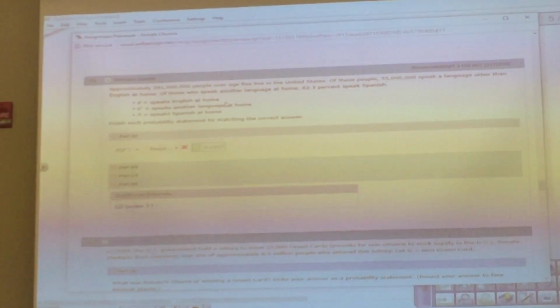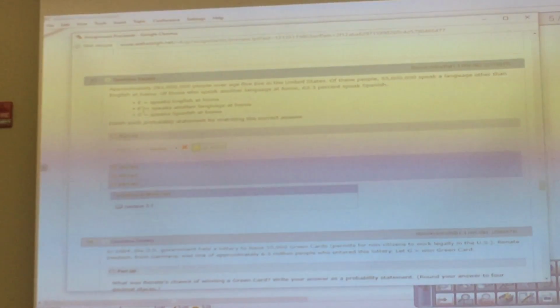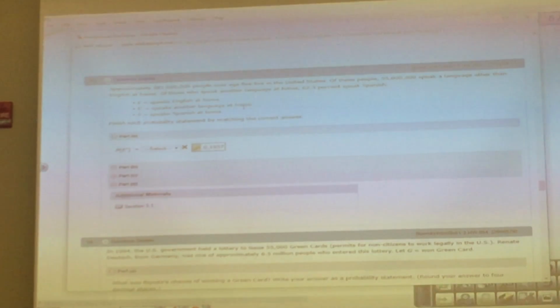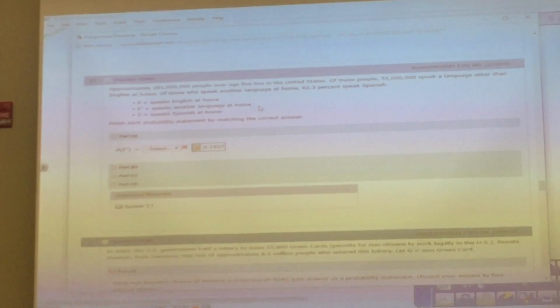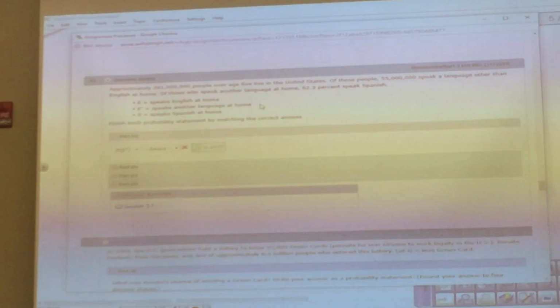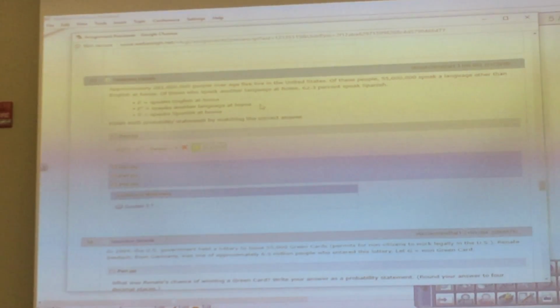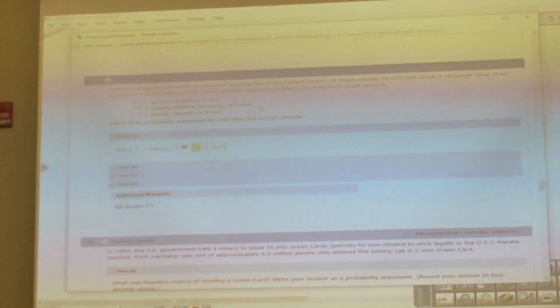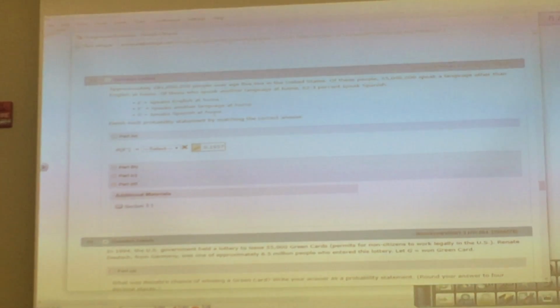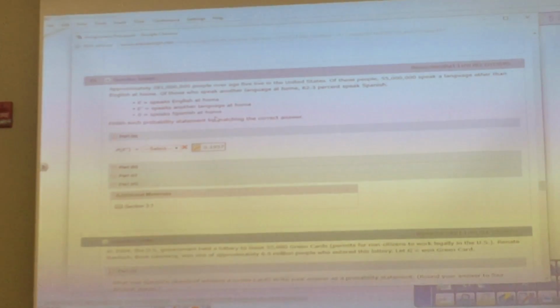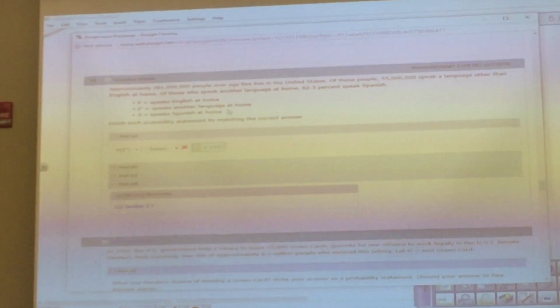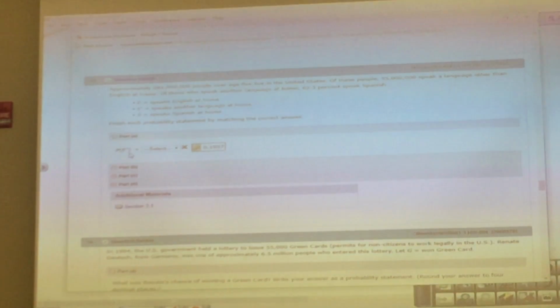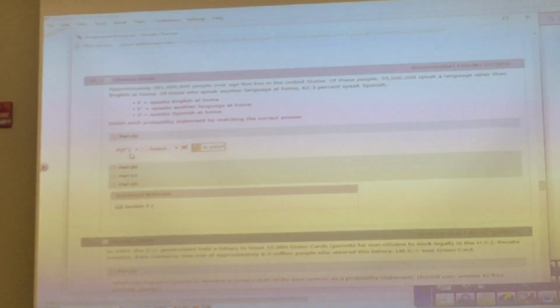So E speaks English at home. E not means speaks another language at home, means they don't speak English at home. They speak another language. S means they speak Spanish at home. It says part A, select E not. So that means I have to get my calculator.